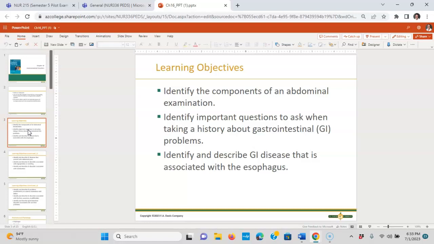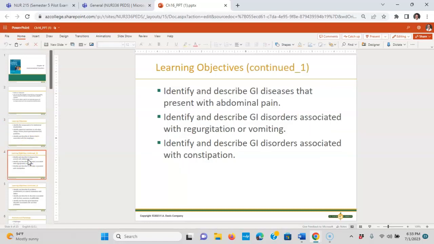So in this chapter, we're talking about the abdomen and the organs of the abdomen. So components of an abdominal exam. Identify important questions to ask when taking a history about GI problems. Identifying and describing GI disease that's associated with the esophagus. Identify and describe GI diseases that present with abdominal pain. GI disorders associated with regurgitation and vomiting, and then GI disorders related with constipation.